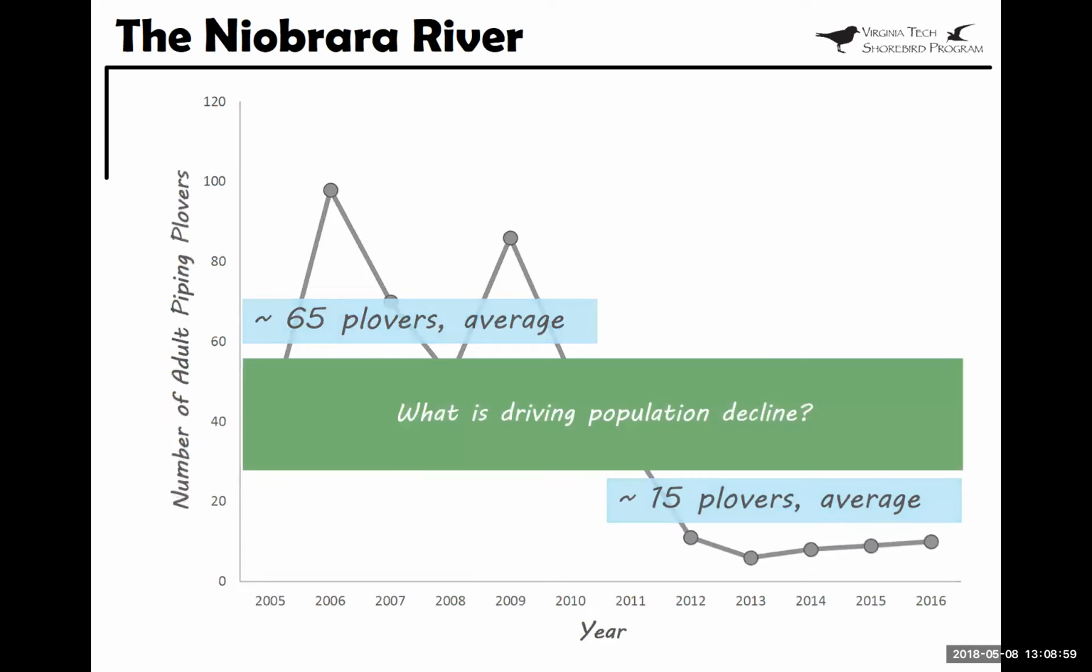It's typical for plover populations to fluctuate over time, as is clear in the pre-2010 data, but the consistently low use of the Niobrara since 2010 poses important questions about what's happening to this population and what the potential causes of the population decline are.